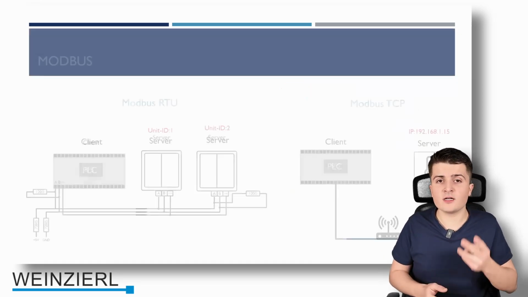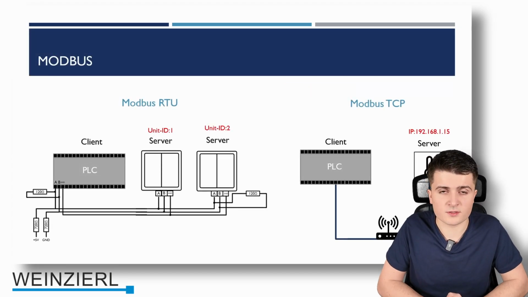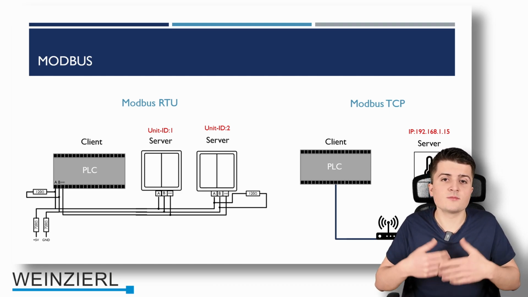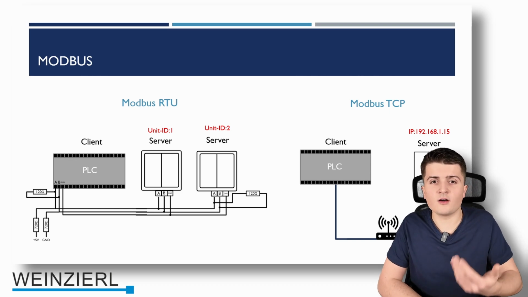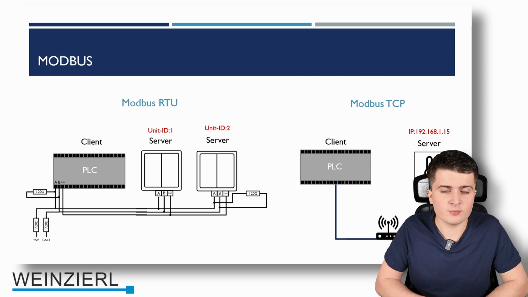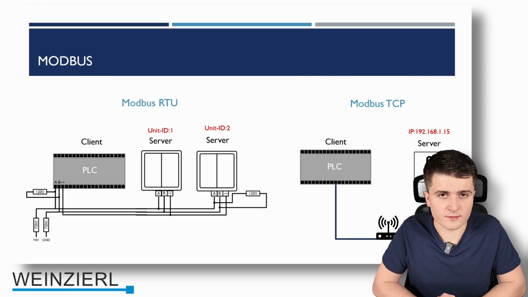Well, basically there are two ways on how you can use Modbus. First of all, there is Modbus TCP that uses TCP/IP as a transportation. And then there is Modbus RTU that uses an RS485 connection. Now here in this video I will stick to the Modbus RTU gateway, but Weinzierl also offers a Modbus TCP gateway if you have Modbus TCP devices.